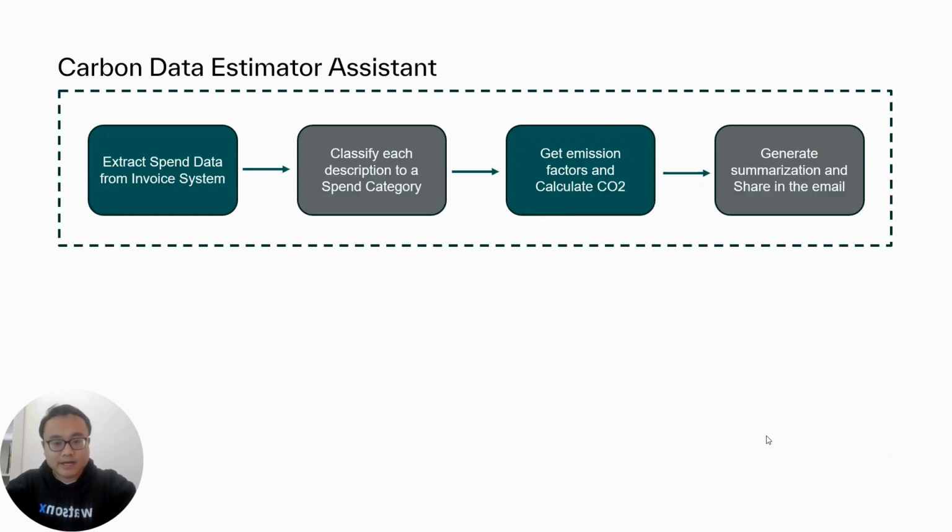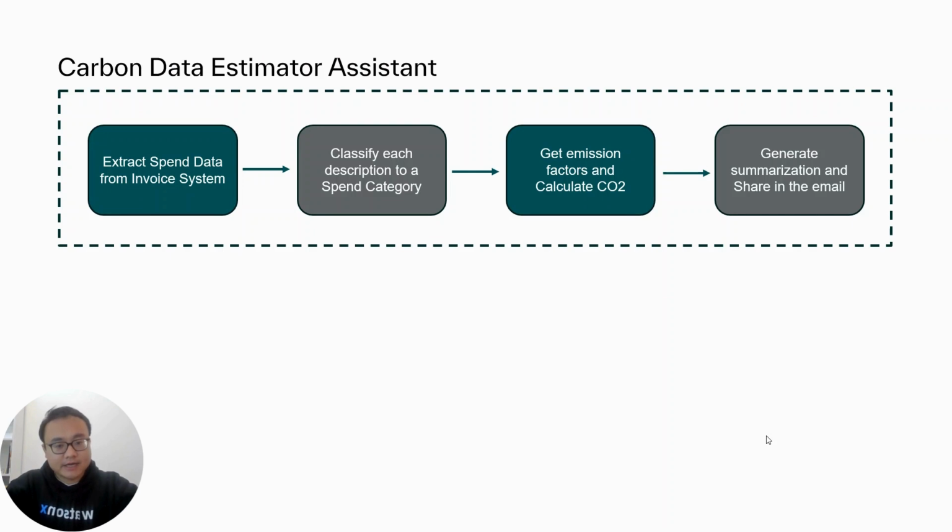The first one I call the carbon data estimator assistant. In Australia, or worldwide, business organizations may be required to report their carbon footprint, depending on their size and their revenue. So for the carbon footprint report, there are three scopes. One they call scope one, two, three. Scope one and scope two are relatively straightforward, like how much electricity you use, how much gasoline or fossil product you consumed. That one is easy to do.